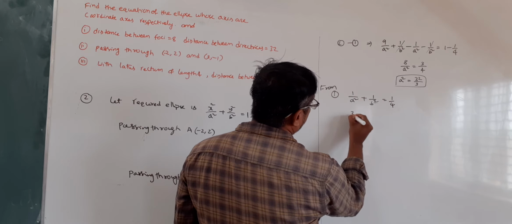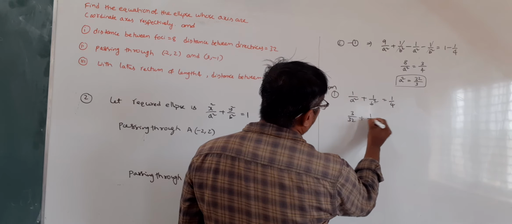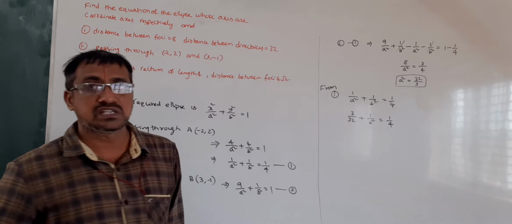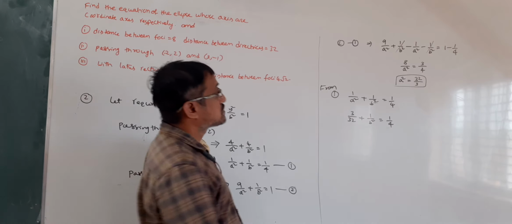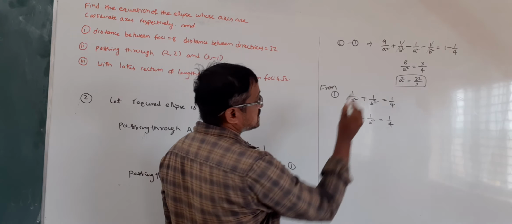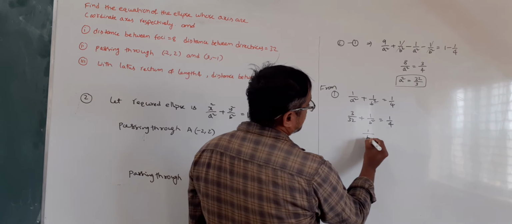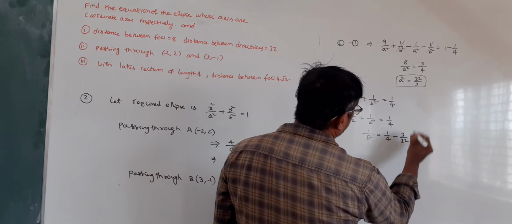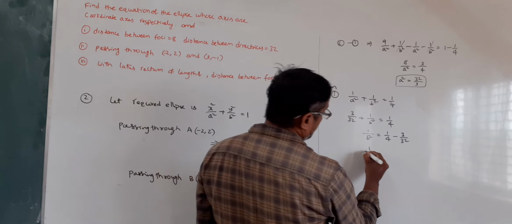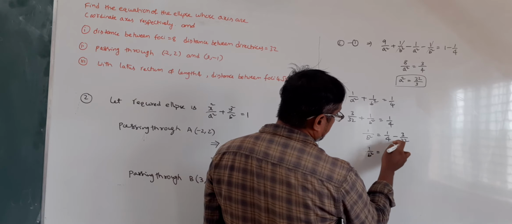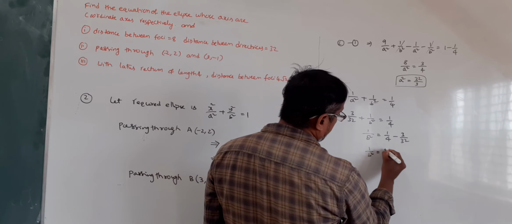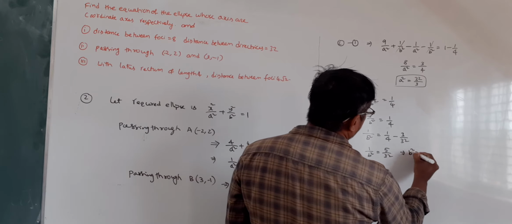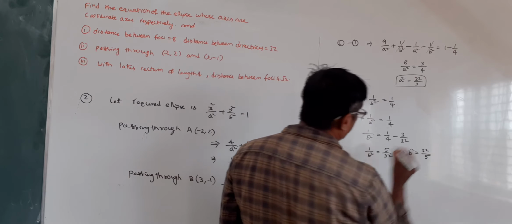So you will get 3 by 32 plus 1 by b square is equal to 1 by 4. a square is 32 by 3, so 1 by a square is 3 by 32. So 1 by b square is equal to 1 by 4 minus 3 by 32, so 1 by b square is equal to (8 minus 3) by 32, that is 5 by 32. So b square is equal to 32 by 5.